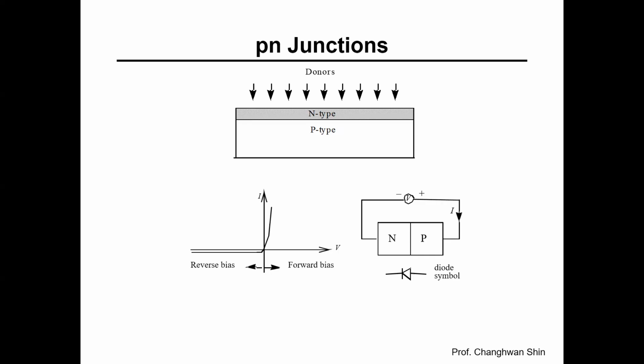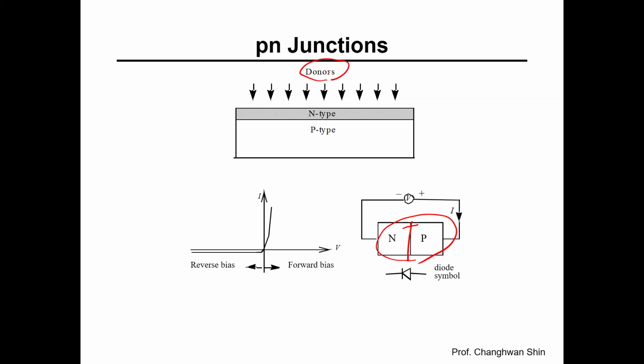Here we have the basic structure of a p-n junction, a boundary between p-type and n-type semiconductor materials. On the left-hand side, we see the p-type region, which has an abundance of holes as majority carriers. And on the right-hand side, we have the n-type region with the electrons as majority carriers. The diagram also illustrates donor atoms coming into the n-type material. So here, donors.